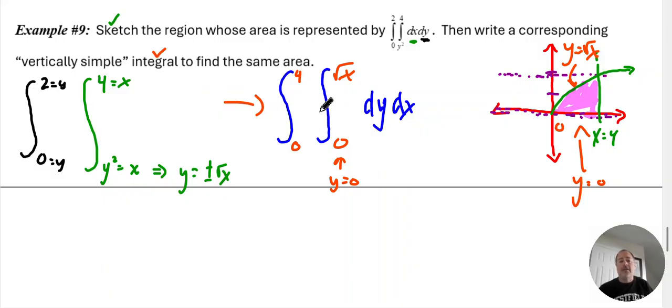So if you integrate this or this, you will get the same value for this. All right, so that's really all it is. It's just making sure you guys can set stuff up and understand what the integrand is actually asking you to do.